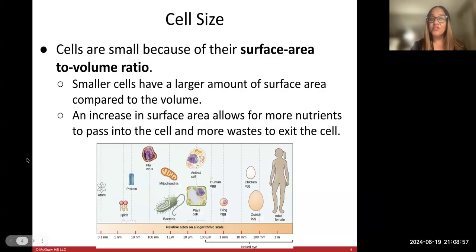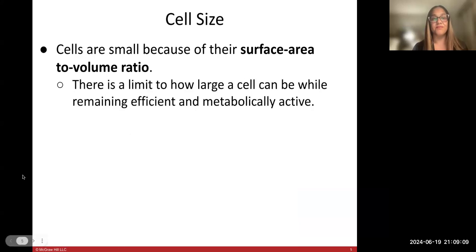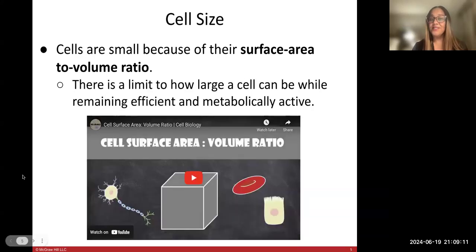Cells are small because of their surface area to volume ratio. Smaller cells have a larger amount of surface area compared to the volume, and an increase in surface area allows for more nutrients to pass into the cell and more wastes to exit the cell. There's a limit to how large a cell can be while remaining efficient and metabolically active.